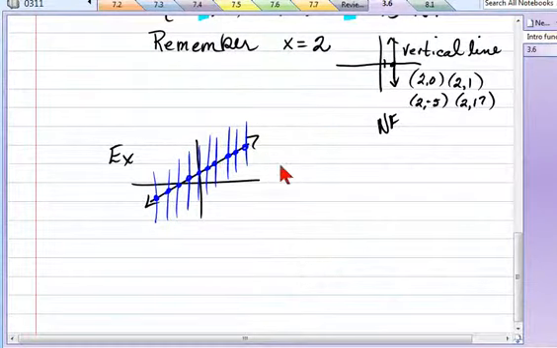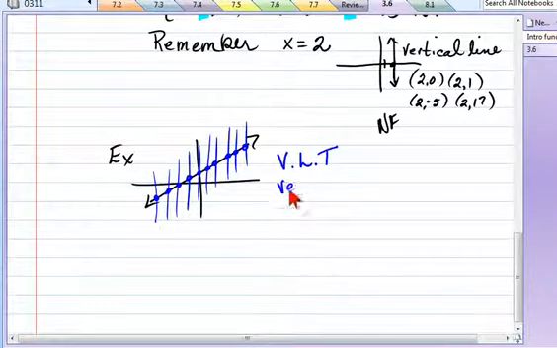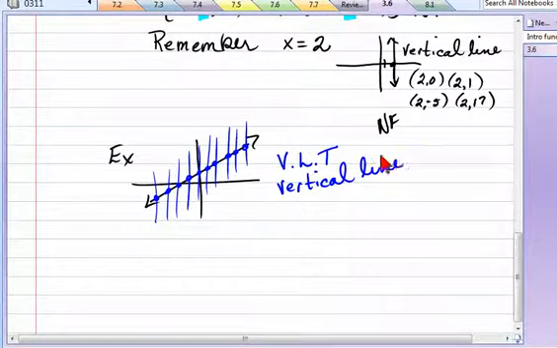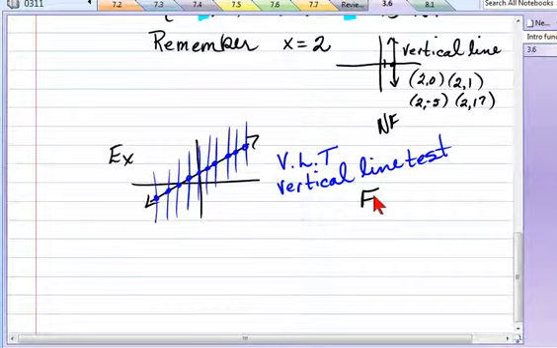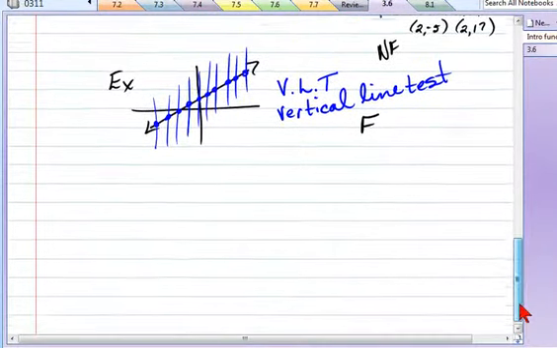This is called the vertical line test. Vertical line test: if passing a vertical line hits your relation in only one place, then it passes. That means that for each x, there was only one y value. This is a function. Let me show you something that's not a function.